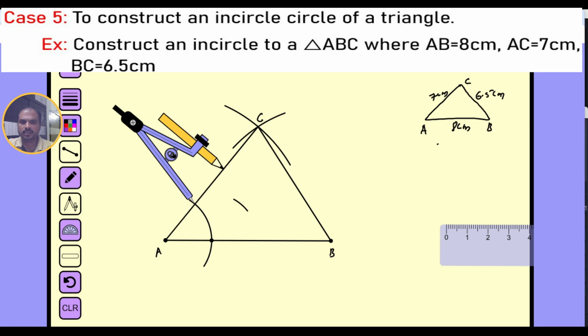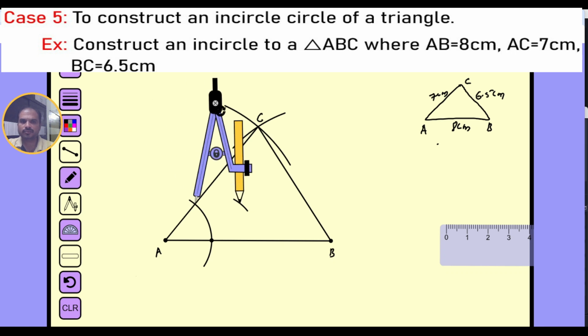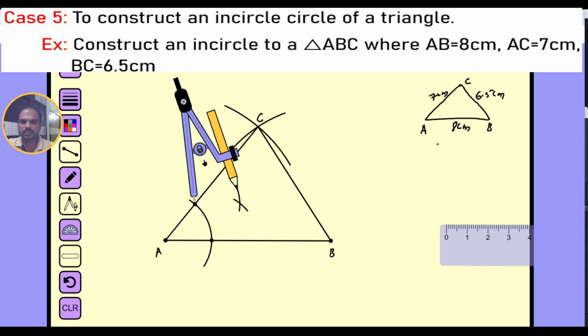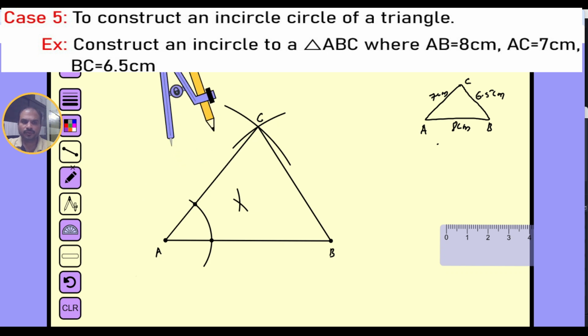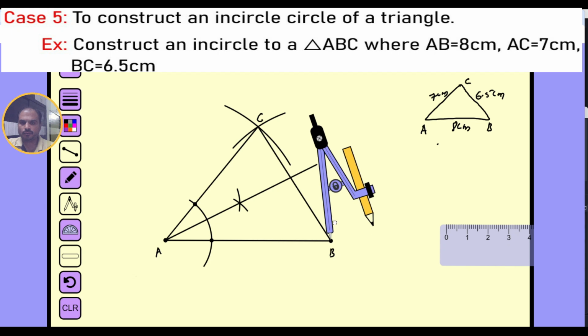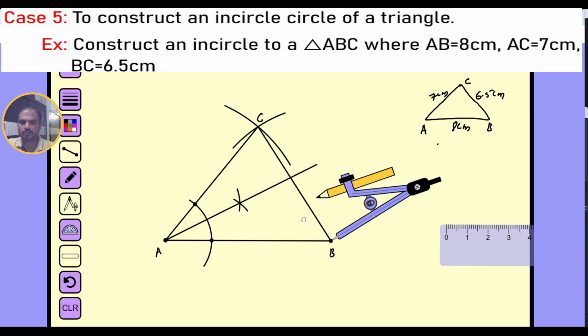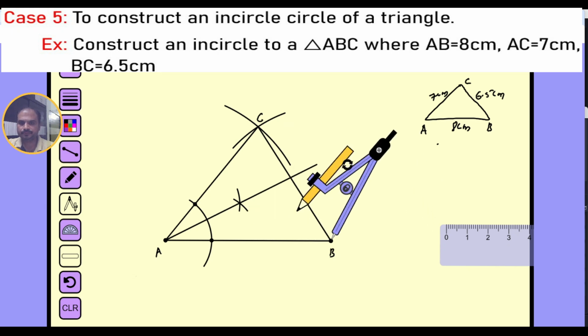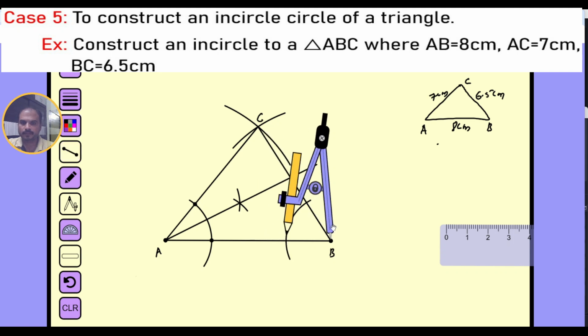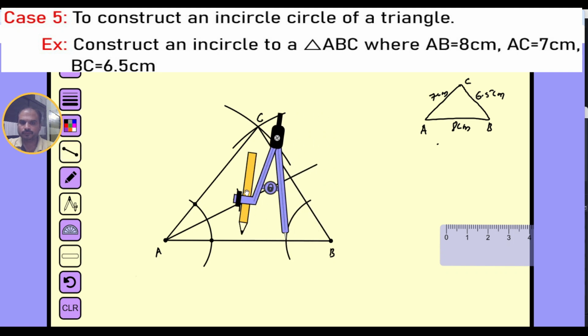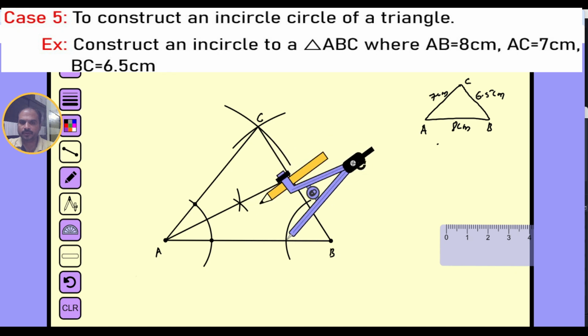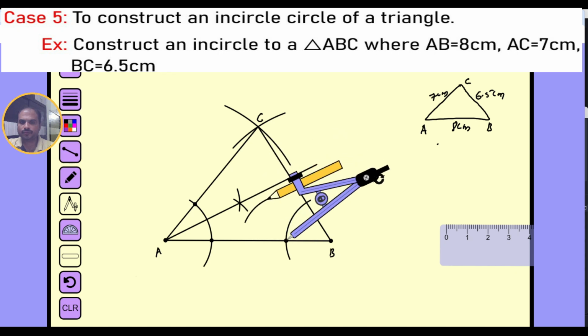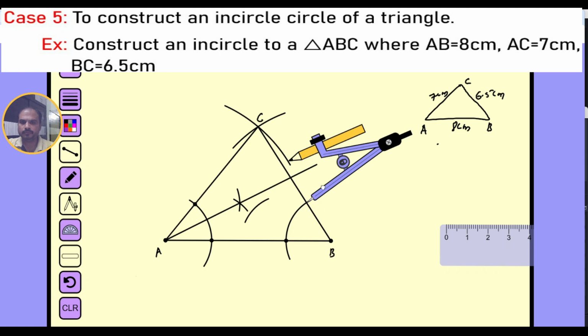Angular bisector in the sense what, children? It is nothing but the bisector of the angle, the line which divides the given angle into two equal parts. That is only called the angular bisector. This is the angular bisector of angle A. Now the angular bisector of angle B I will construct. Okay, so this is the angular bisector of angle B.